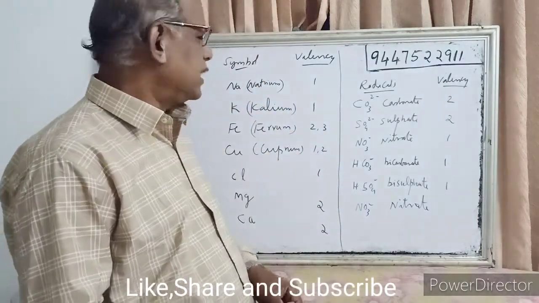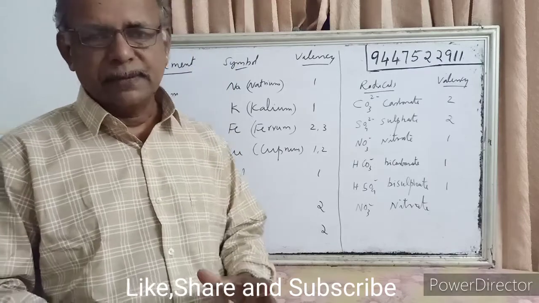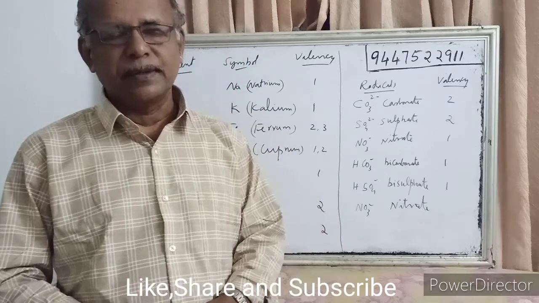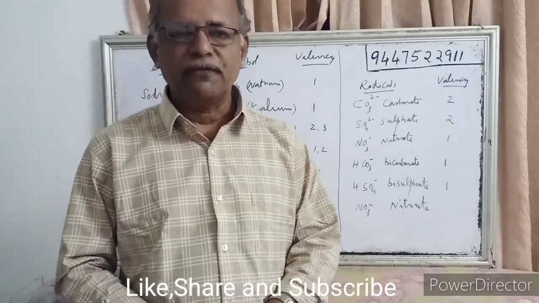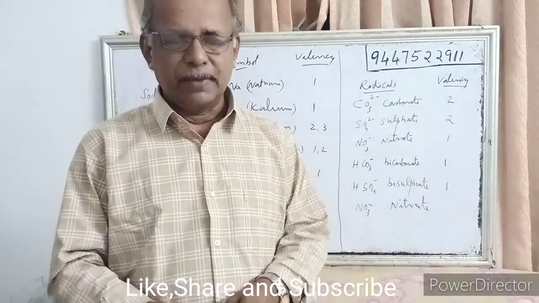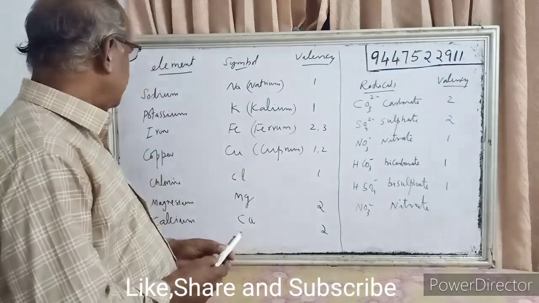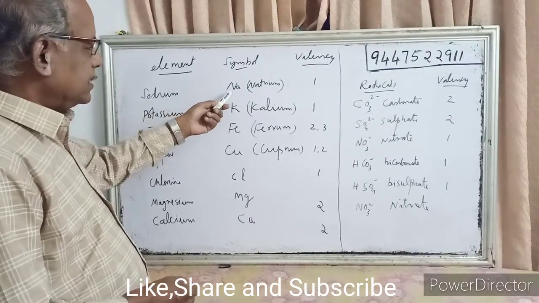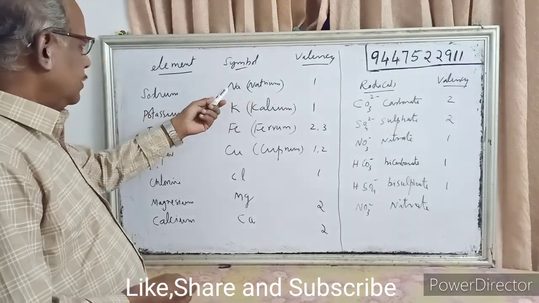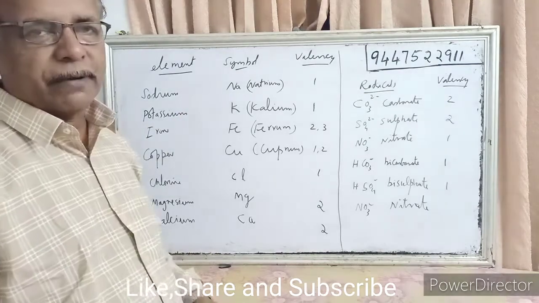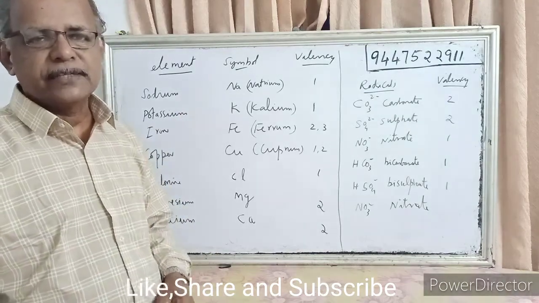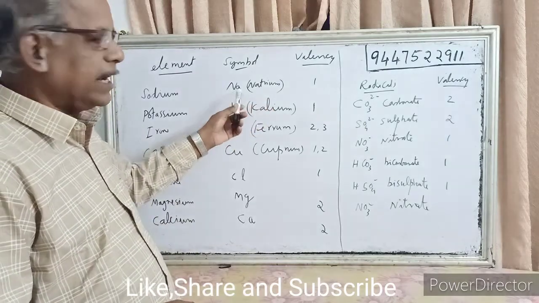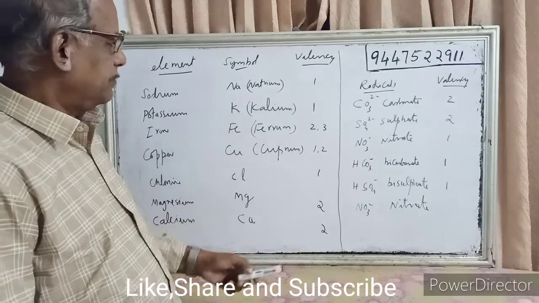So first, what is a symbol? Symbol is the shortest method of representing the elements. For example, the name of the element is sodium, the symbol is Na, called natrium. We are not using S for sodium, the first letter of sodium, because S is for sulfur. So the Latin name is natrium, so Na, and its valency is 1.